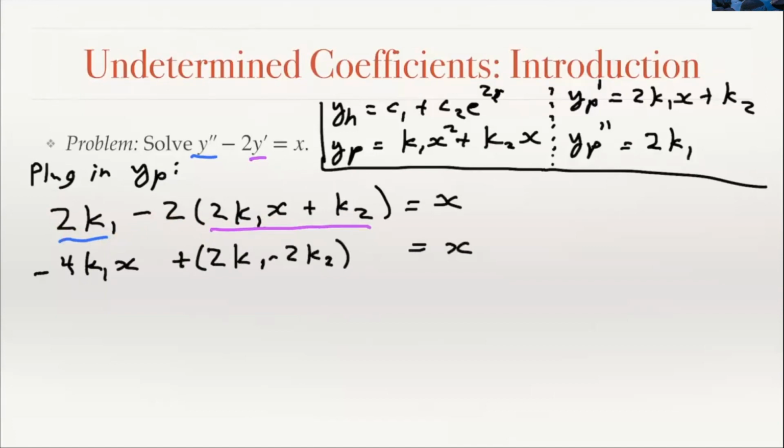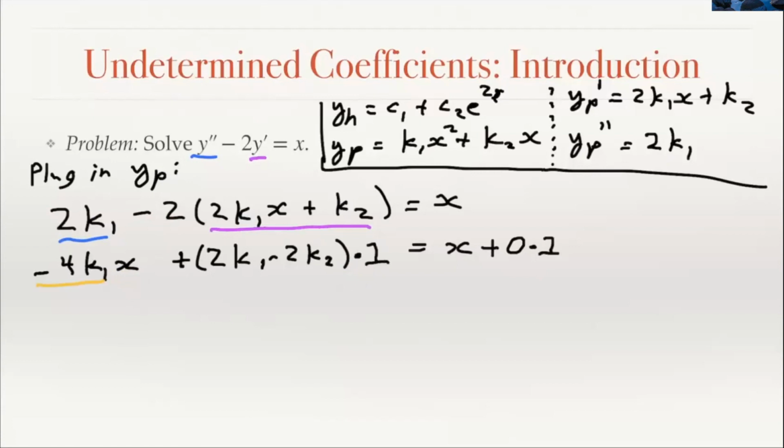And now we need to equate coefficients. That's our x term, that's our constant term. What's the constant term over here? Well, we can imagine this as a plus 0 times 1. And here we have a plus that times 1.